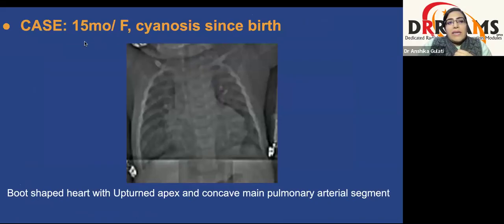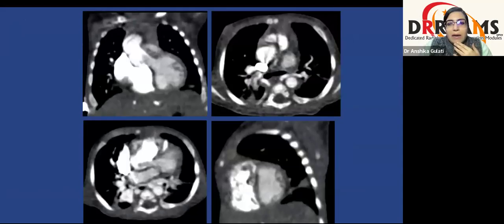So this was a case of a 15-month-old baby girl, and the scanogram shows us the classical boot-shaped heart with the upturned apex, and there is concavity in the region of the pulmonary conus. So, classical boot-shaped heart. And we did a CT, and these are the findings that we got. This is a tight infundibular stenosis of the pulmonary artery, and just look at these. These are thread-like pulmonary arteries, very small, hypoplastic.